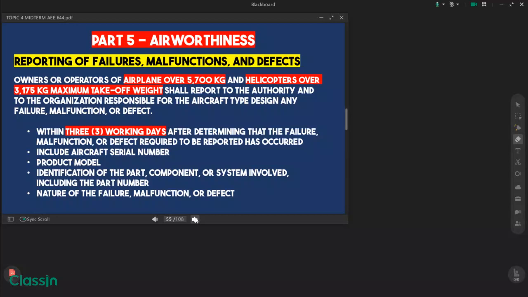Okay? So, always remember, kailangan pong i-report ng owner or operator within 3 working days after determining the failure, malfunction, or defect required. So within 3 working days. Always remember, ang working days po sa Pilipinas is only what? Weekdays. Ibig sabihin, Monday to Friday only. Okay, so hindi po counted ang weekend, Saturday and Sunday. Okay?